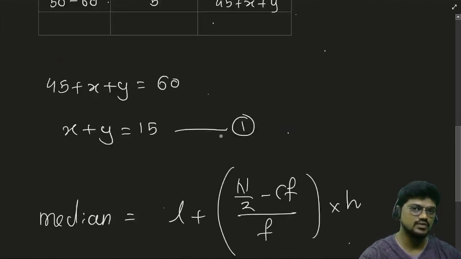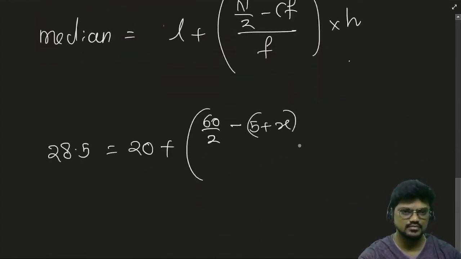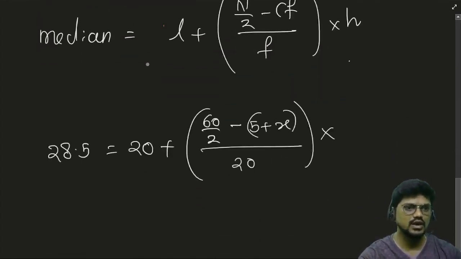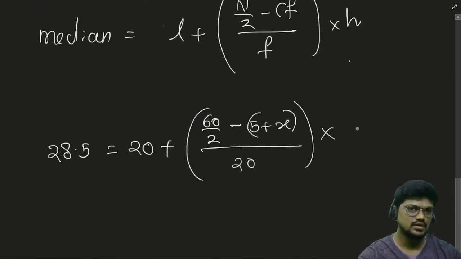Wait, that's the cumulative frequency. The frequency of the median class is 20, and into h, the class width, that is 10. Clear?